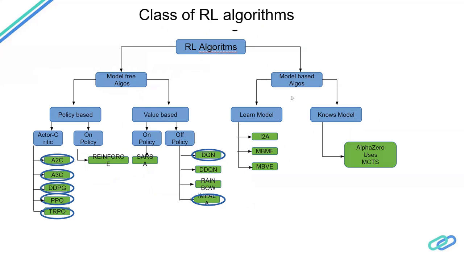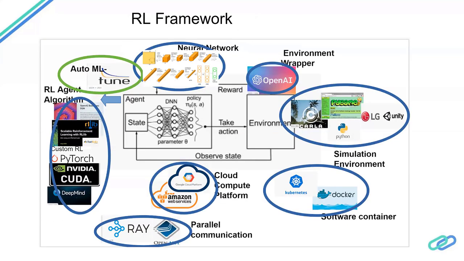Then the model-based algorithms are where you have some or full idea about your model, like a board game or a chess game, where you know what the rules are. But even if you know the rules, it's hard to know what would be the optimal strategy to play the game. So RL has a lot of frameworks.